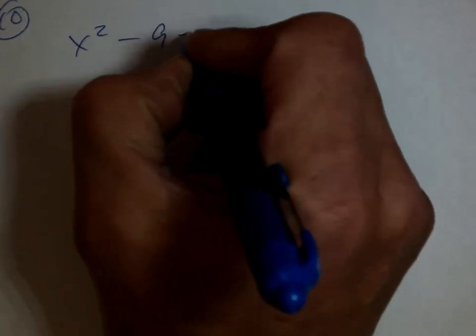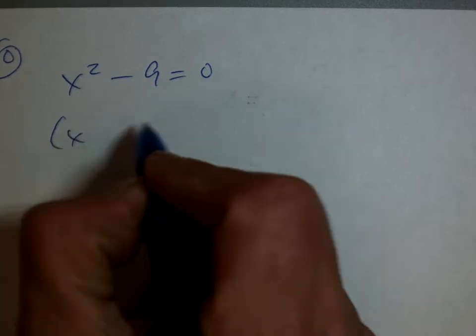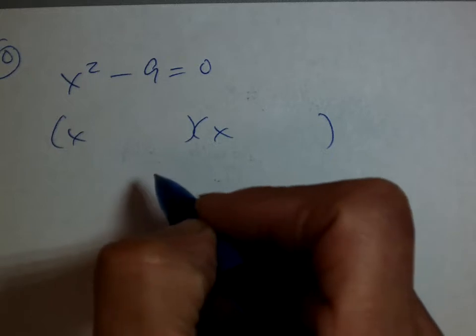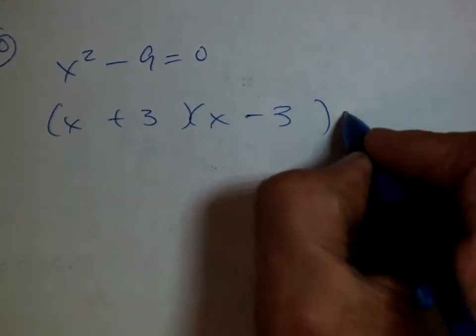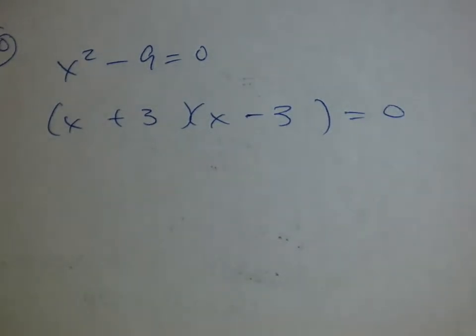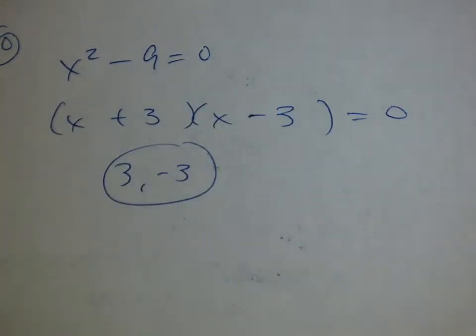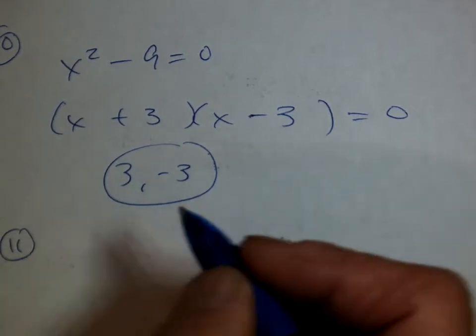10's easy. Let's do 10 real quick, okay? x squared minus 9 equals 0. Suggestions? x and x. I like that. And what else? Plus 3, minus 3. So what are my two answers? 3 and negative 3. Thumbs up. Everybody agree with Landon? Yes. All right.